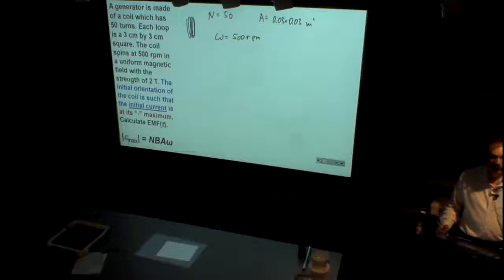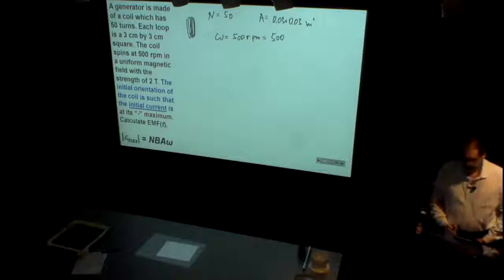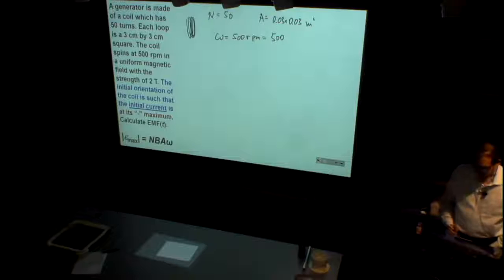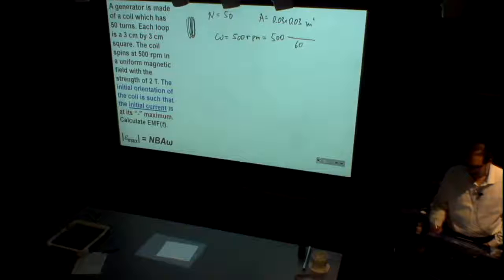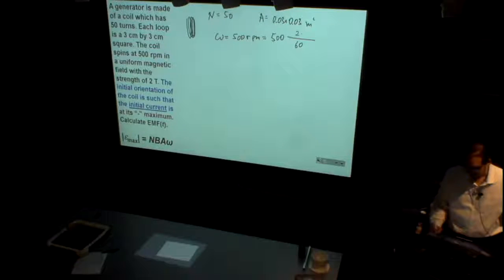What is wrong with this? Angular velocity, as anything else, has to be measured in radians per second, using the international system of units. So we have to convert it into radians per second. So revolution per minute. First of all, a minute, 60 seconds. And one whole revolution equals 360 degrees, but we cannot use degrees. So what? 2 pi radians. That will be radians per second.